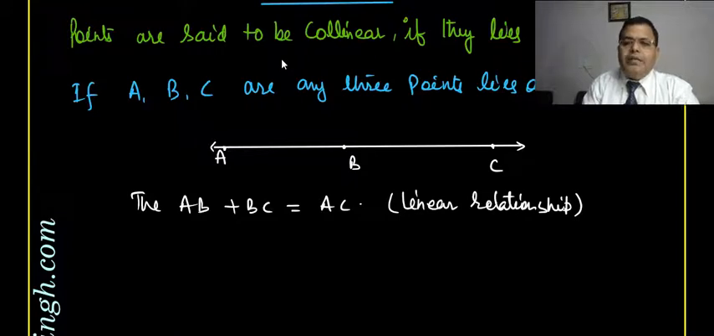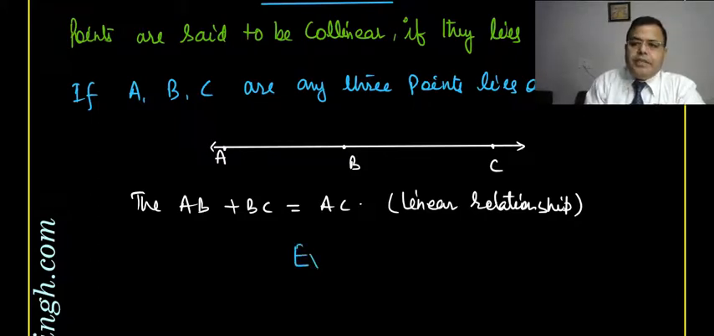And if they lie on the same line, a triangle cannot be formed. So you can also prove that the area of the triangle is zero. But here we have to use the distance formula. So we will find the distance between these two points, the distance between these two points also, and then we'll find the distance between A and C. If the sum of these two distances is the same as the distance between the other two points, then they are said to be collinear. Now let us discuss some questions from exercise 12.2.